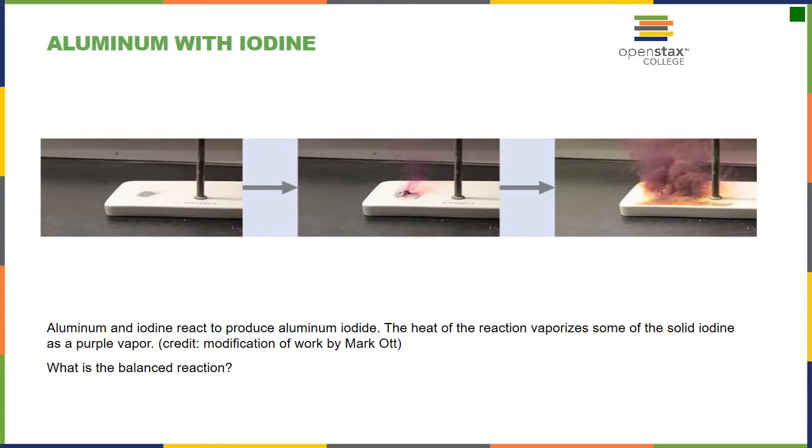So we have aluminum powder reacting with iodine, and we know iodine is one of the diatomics that we have to write as I2, and it's going to react and make solid aluminum iodide. Now we know aluminum's in group 3, therefore it has a +3 charge. Iodine is in group 7, so it's going to be a -1. So our formula for aluminum iodide is AlI3.